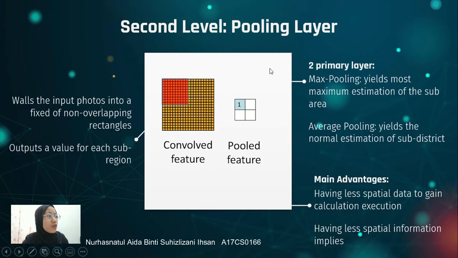Okay, and the next level is the pooling layer. The pooling layer divides the input into a fixed set of non-overlapping rectangles, and outputs a value for each sub-region. There are two primary types. Max pooling yields the maximum value of the sub-area, while average pooling yields the average value of a sub-region. A main advantage is having less spatial data, which speeds up computation. So why does it have less spatial data?